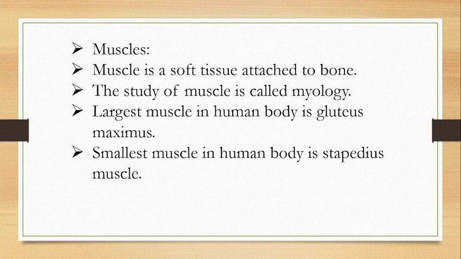The largest muscle in the human body is the gluteus maximus, and the smallest muscle in the human body is the stapedius muscle.